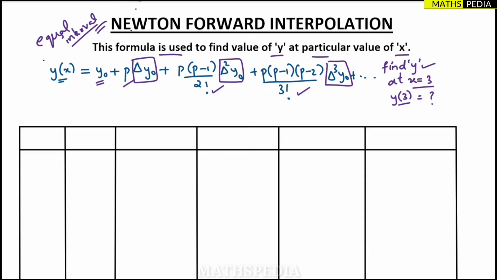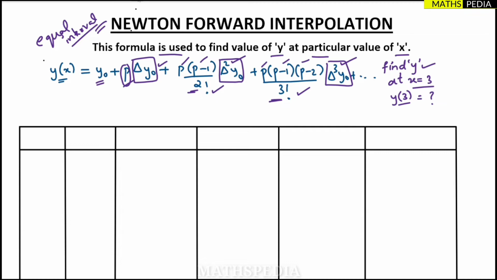So how to remember this? Easy way is that when delta y naught is there, only p value will come. When delta square is there, two terms will come and the denominator will be 2 factorial. When delta cube is there, that means 3 terms will come in the numerator, and 3 terms in the sense multiplication factors, and 3 factorial will come in the denominator, and so on will be the formula.